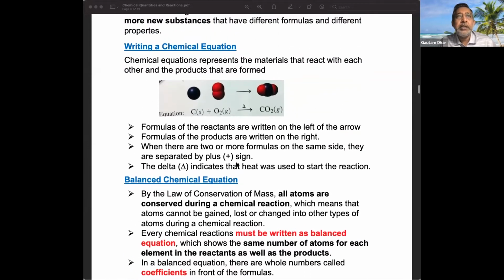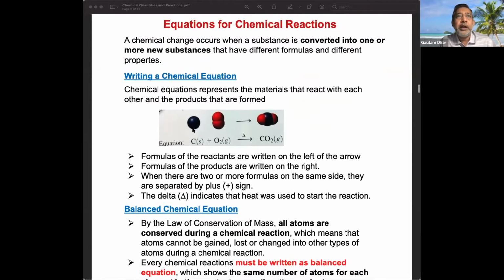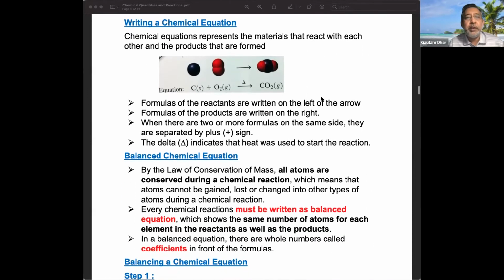Now, if you look at this equation here, this black ball is carbon. We have one carbon on the right, one carbon on the left. We have two oxygen on the left, two oxygen on the right. So this is balanced. That means the law of conservation of mass says that atoms are neither created nor destroyed. So when you perform a chemical reaction, the number of atoms of the element should not change. So we have the same number of atoms on both sides. So that's good. But it may not be so all the time.